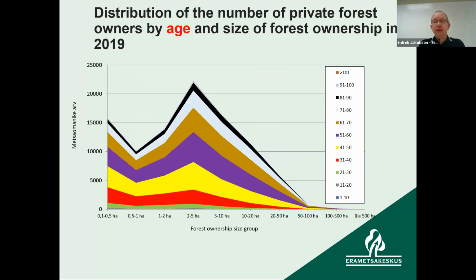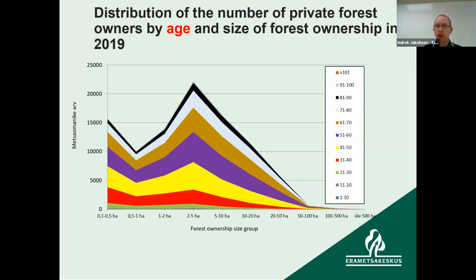Okay, but if we are talking about the age of the average forest owner, on this graph here is written the number of forest owners, and here is the forest ownership size group. We see from 0.1 up to more than 500 hectares. And here we see again the top of this graph is at 2.5, from 2 up to 5 hectares. And here we see the forest ownership is divided quite equally between people.